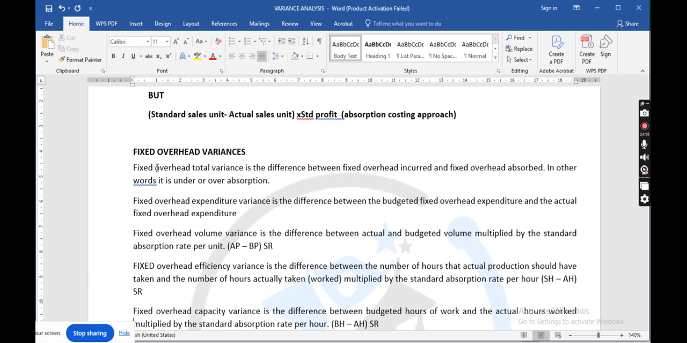Actually, there are two: the fixed overhead expenditure variance and the fixed overhead volume variance. The fixed overhead volume is divided into the fixed overhead efficiency and the fixed overhead capacity. Now, the fixed overhead expenditure variance is the difference between the budgeted fixed overhead and their actual. Class, you and I know that you cannot just compare these two together.